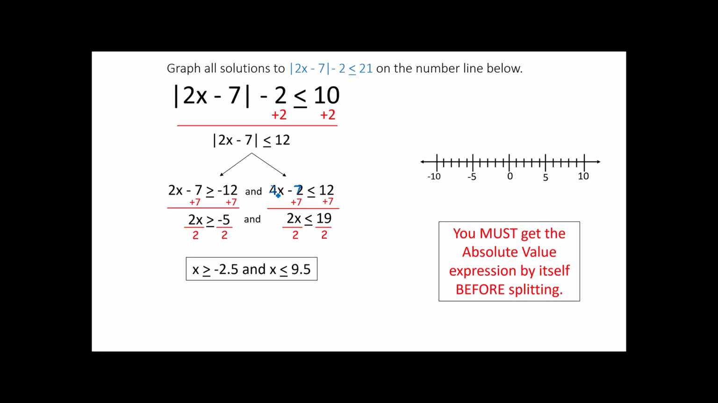And here's your solution. Once again, you can write it with the between language. When we go to graph this on the number line, you get things that are less than or equal to 9.5. You get things that are greater than or equal to negative 2.5. Looking for the overlap, this is your set of solutions.